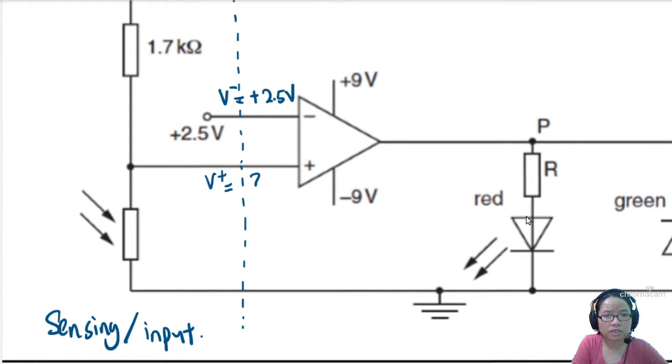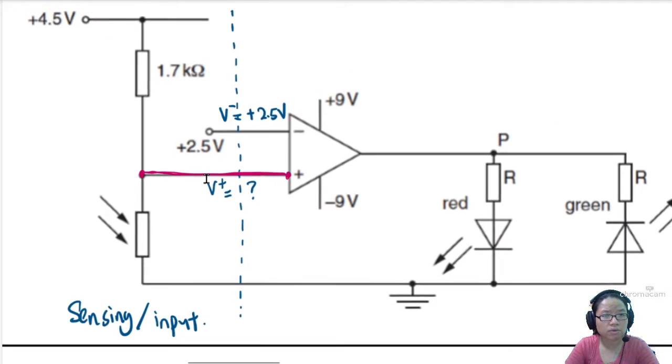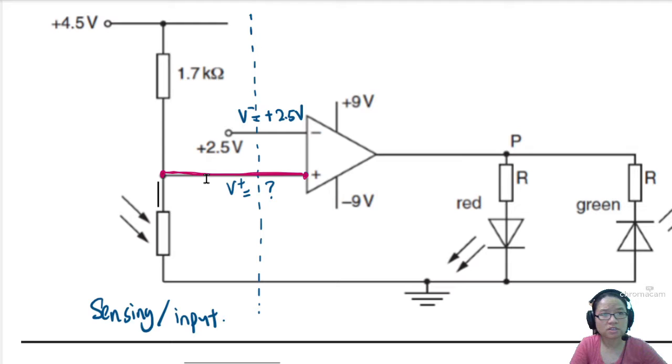Don't know, because if you check this connection for V plus, let me change color, you check this connection for V plus, it is connected here. Oh, it is connected to this thing. And what is this thing? Let us stare at it for a bit. This looks like a potential divider, right? On top here, there's this 4.5 volts, and it is connected with two resistors in series. You have the 1.7 kilo ohm, and you have this LDR here. This is the symbol of an LDR.